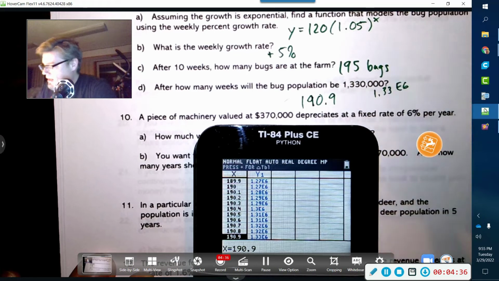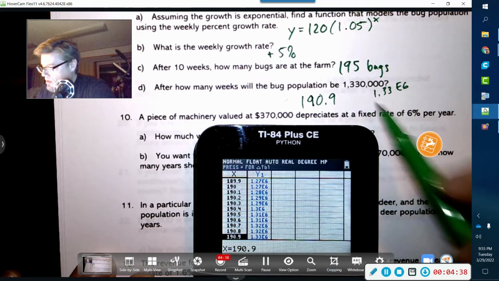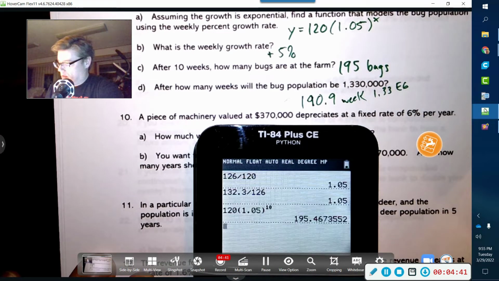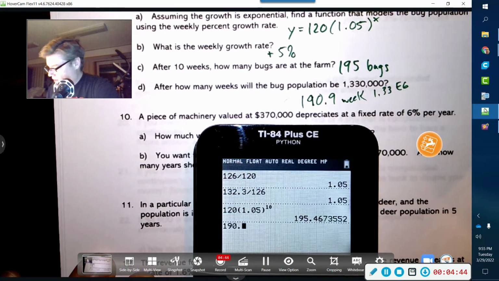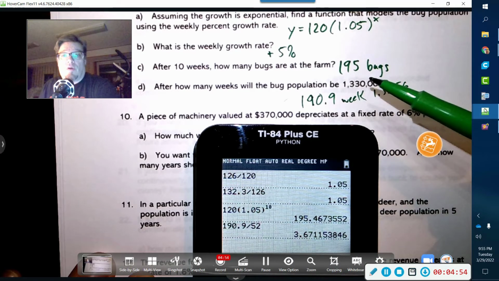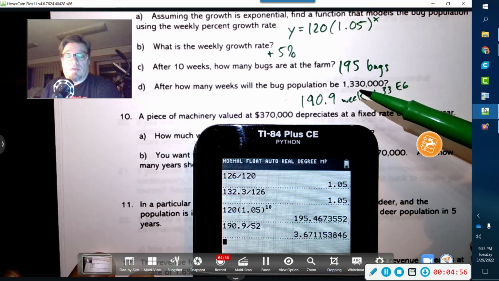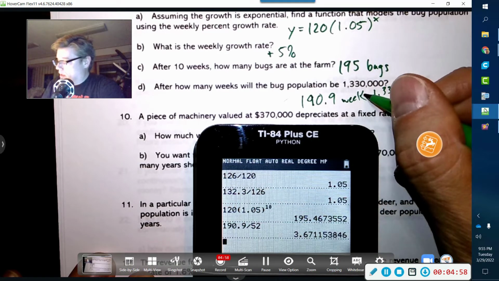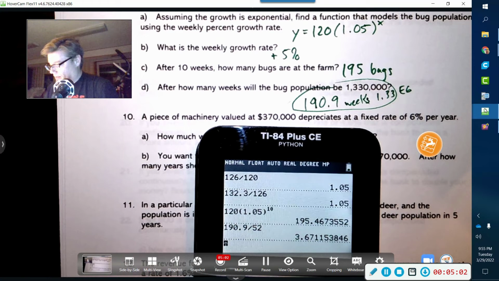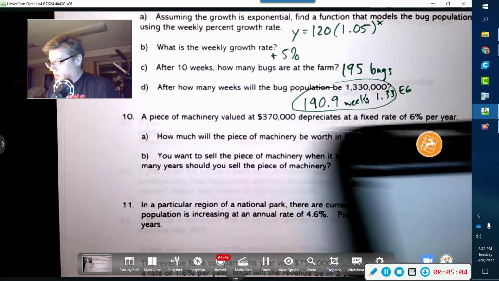190.9 weeks. All right, so 190.9 weeks, divide that by 52. And so, yeah, so 3 2/3 years before it'll reach a population of 1,330,000, okay? All right, so again, that's how you use a table. It's beautiful. I love it. I think it's super cool.